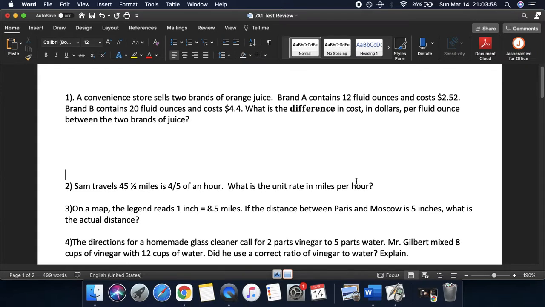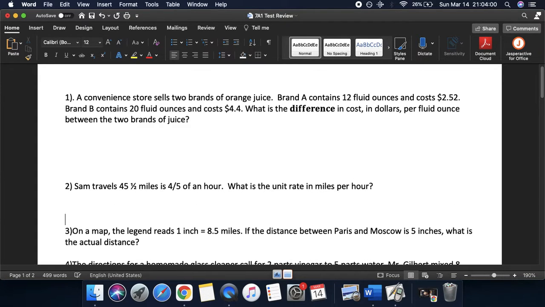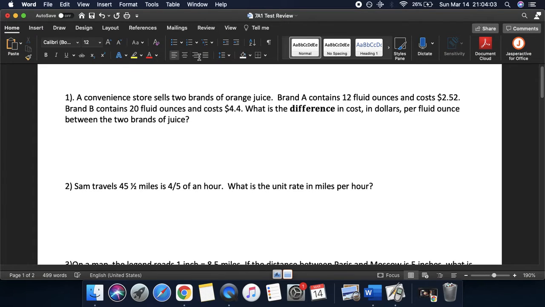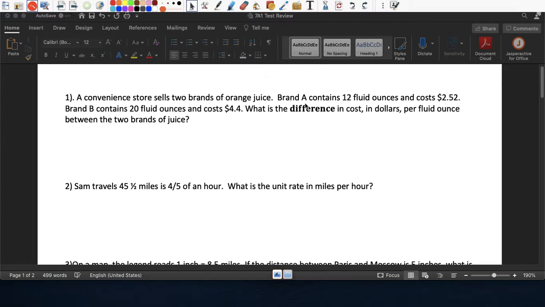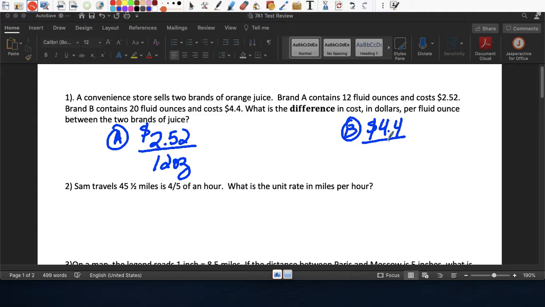So first question, we have two brands. Actually, the first question is a little bit tricky. Sorry, I misread it. There's two orange juices, brand A. So let's call it A. Brand A is $2.52, and we can get 12 ounces of orange juice. Brand B is $4.40, and you can get 20 ounces. They're asking us what is the difference in price by the ounce, and that's the tricky part.